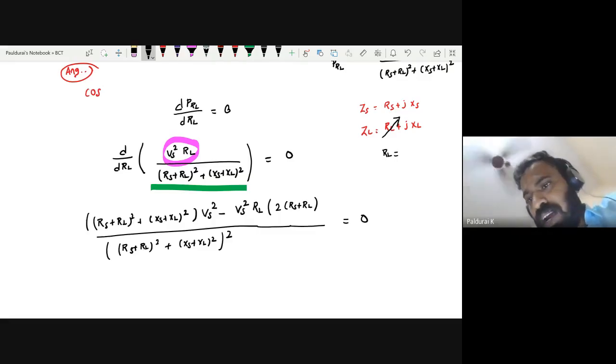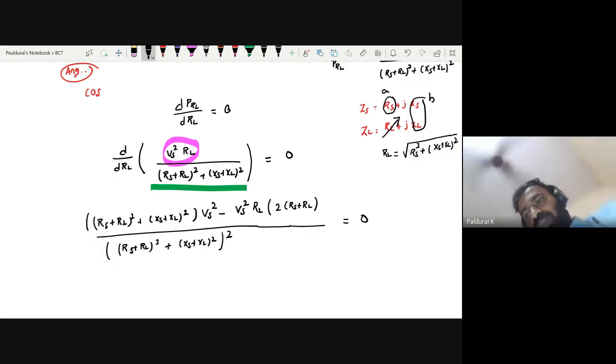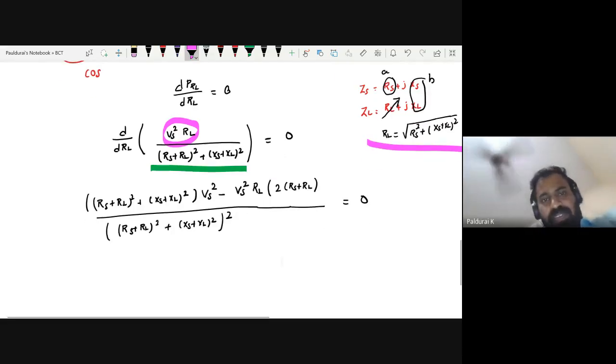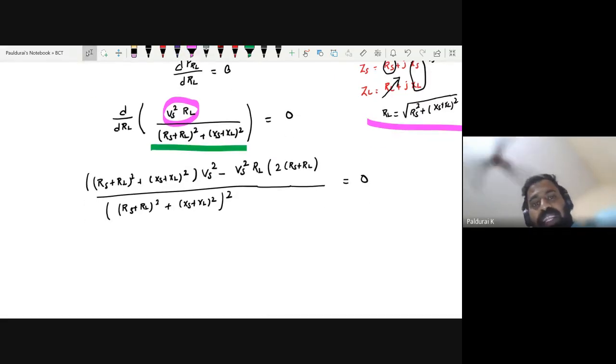Remaining Rs, so square root of Rs squared, magnitude, right? So square root of A squared plus B squared, where this is my A, and this will give you B. So Xs plus XL the whole square. Okay, so this is the very important relation. If you derive this, you will get this one. We'll see whether we get that or not.